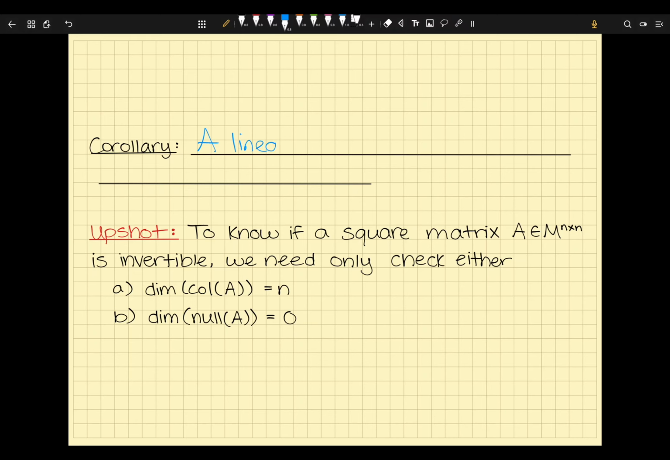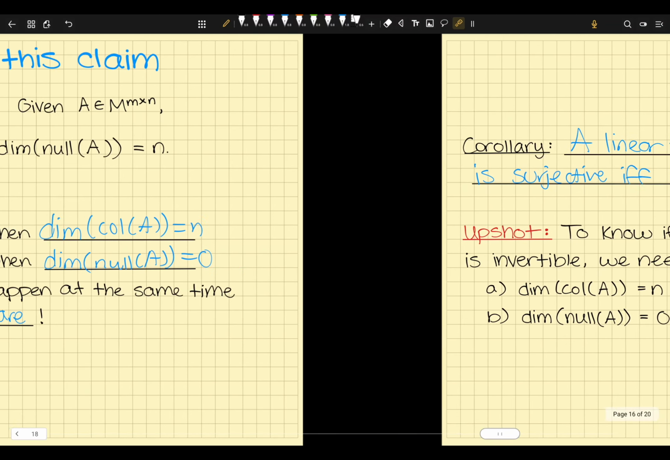So a linear transformation from Rn to Rn is surjective if and only if it is injective. Okay, so I think on the last slide I actually explained to you not what I meant to explain to you. Here's what I meant.